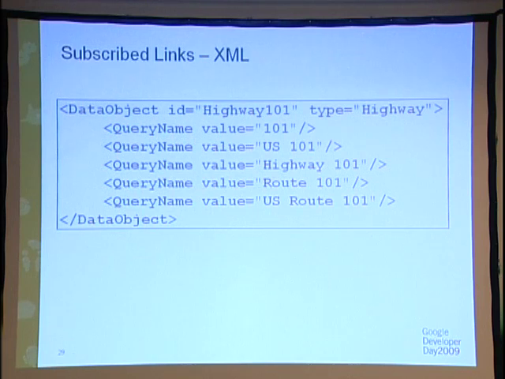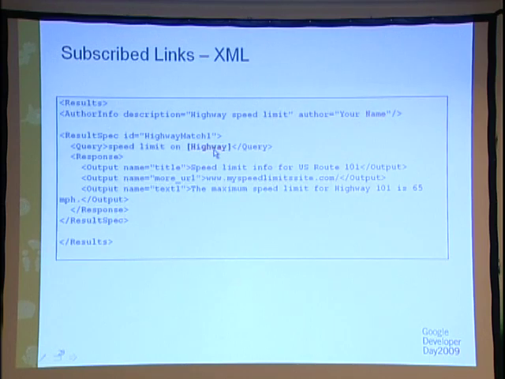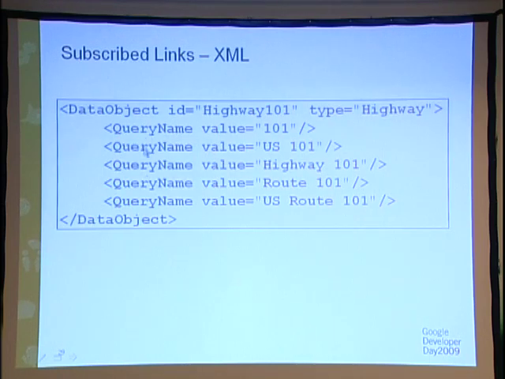Now, how do we know what values to match against? We create a data object, and the type here, highway, matches the variable name that you specified here. And then you simply queue up different queries that you want to match against. So for Route 101 in the US: 101, US 101, Highway 101, Route 101, US Route 101. Those are the 5 terms. And you can obviously add more terms if you want.